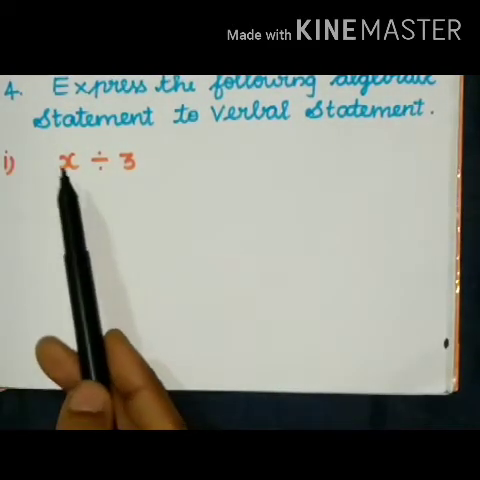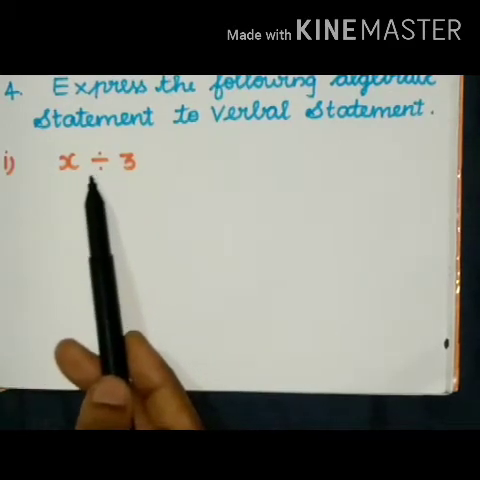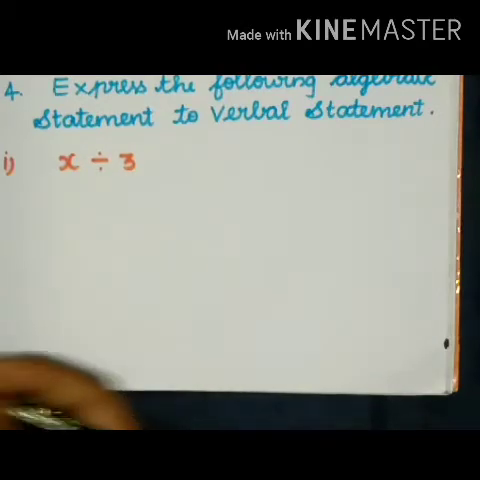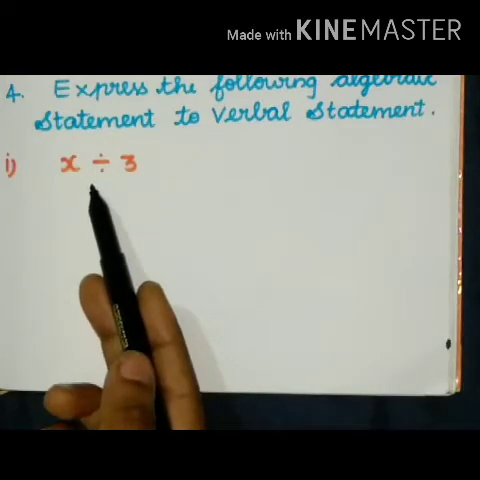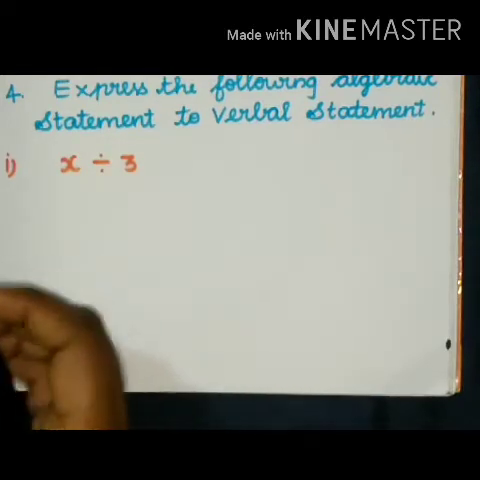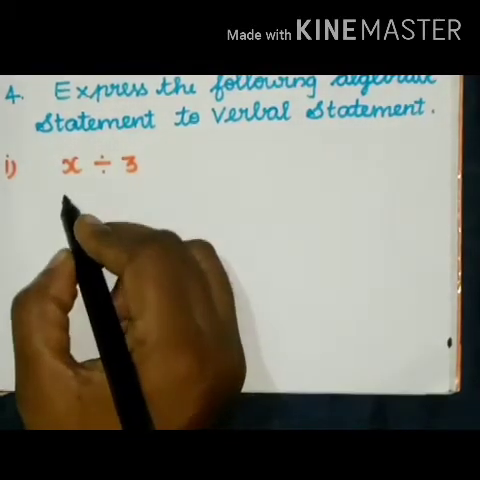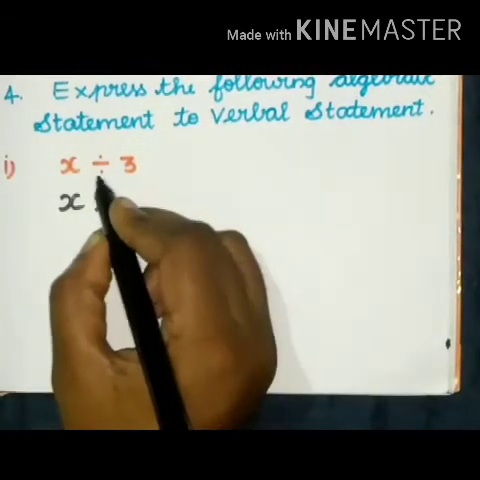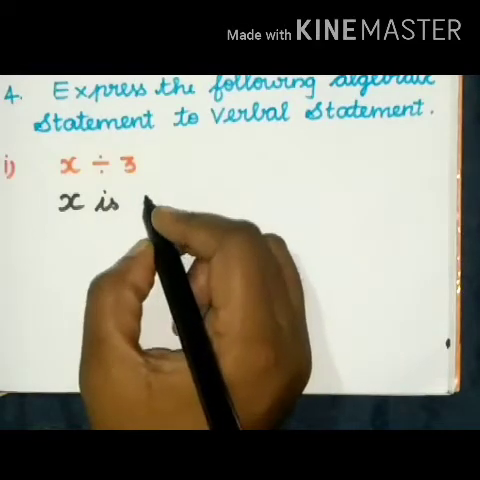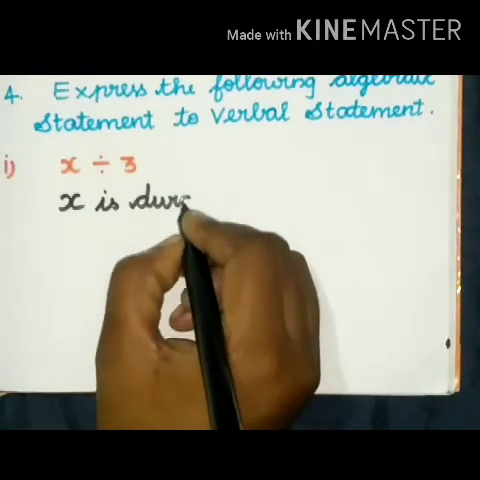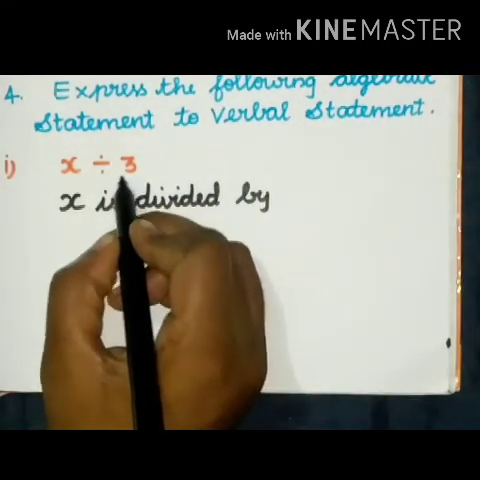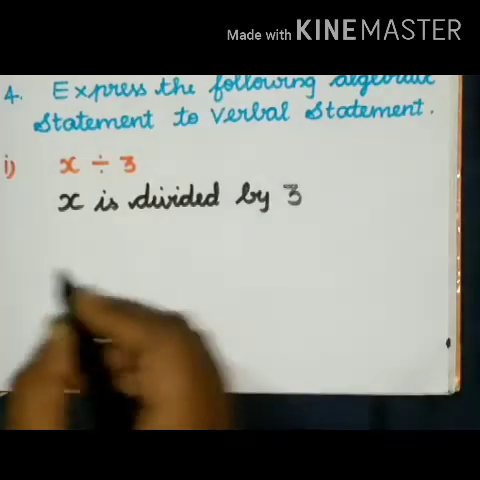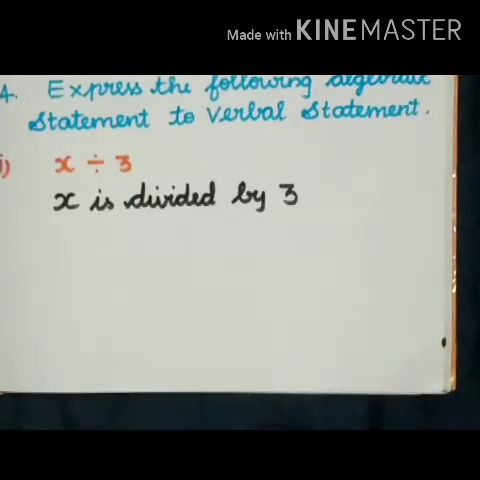Here the first question is x over 3. What does this symbol represent? Division. x divided by 3. x is a variable, 3 is a constant value. Here the operation is division. So you have to change it into a verbal statement. x is, what does this symbol represent? Division. x is divided by what? 3. x is divided by 3.